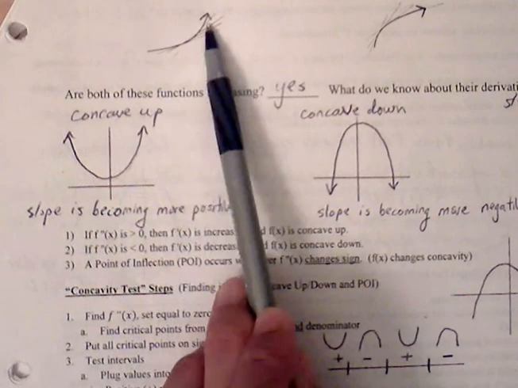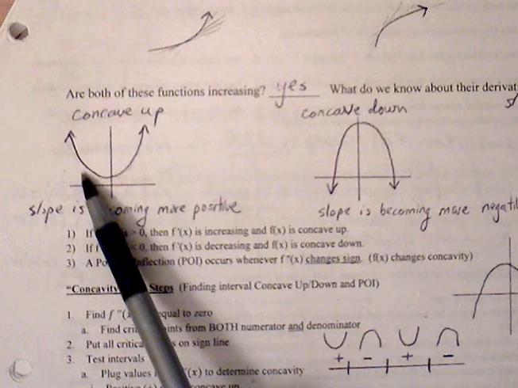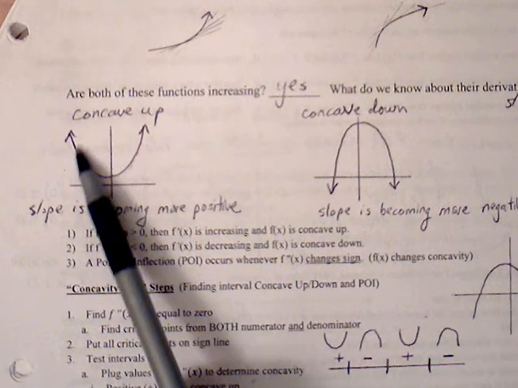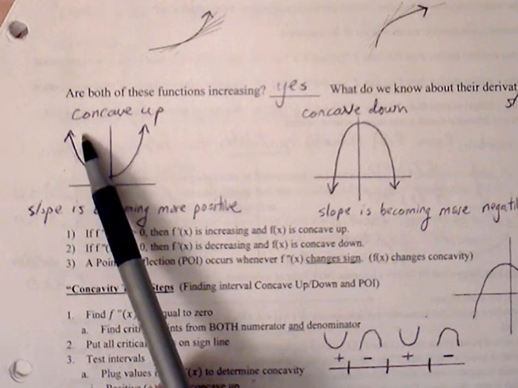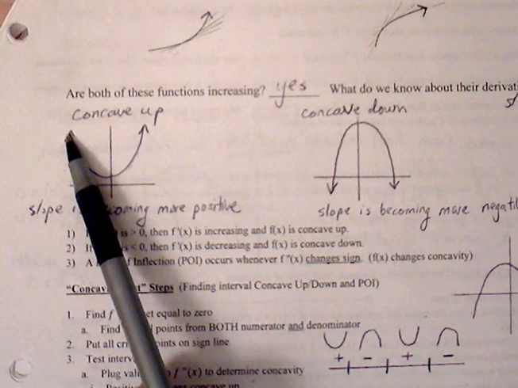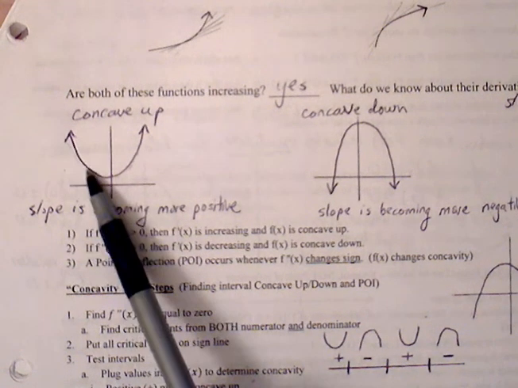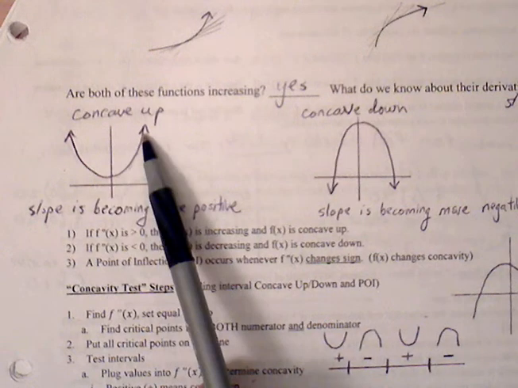This graph represents where the slope is becoming more positive. We call that concave up. So concave up doesn't mean that the graph is going to be positive. It just means that the rate of change of that slope is moving in the positive direction.